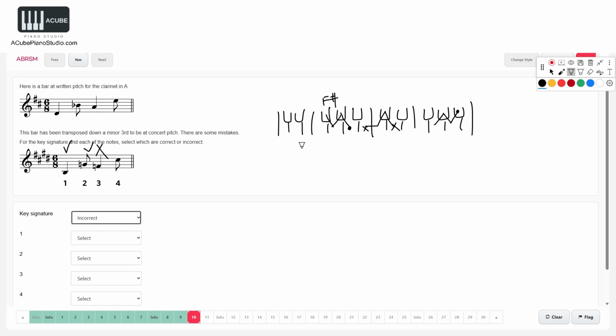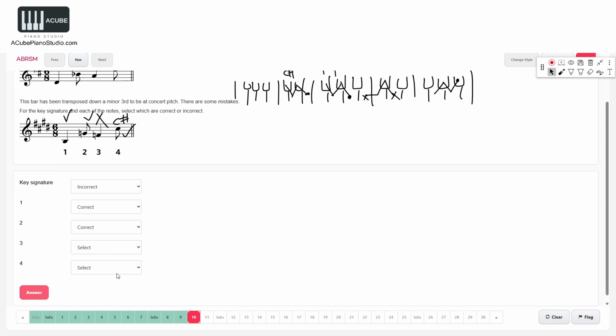Finally, let's go to C. Maybe I add a bit more so that I don't need to use these here. So I have E now. This is E, right? Now I'm going to go down 3 semitones. 1 semitone, 2 semitones, 3 semitones. I should have C sharp, right? So this is C sharp because of the key signature. So yes, this is correct. So in other words, I have 1 being correct, 2 being correct, 3 being incorrect, and 4 being correct.